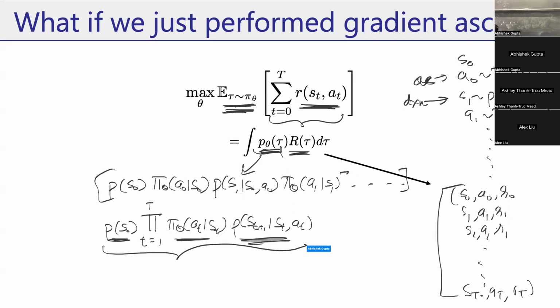This is the probability that you get that trajectory, and this is the reward of the trajectory. And so the expected reward, the average reward, is essentially the integral of P theta tau, which is the probability of a trajectory, times the reward of the trajectory R tau, integrated over all trajectories. And that's the definition of an expectation.